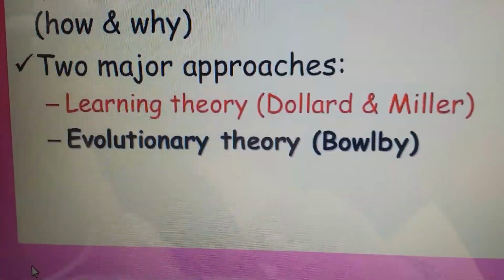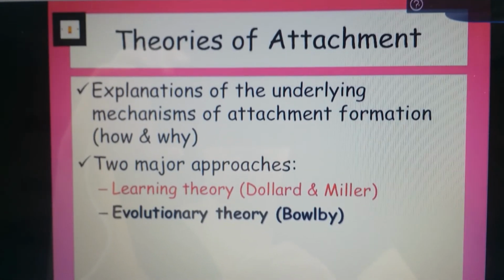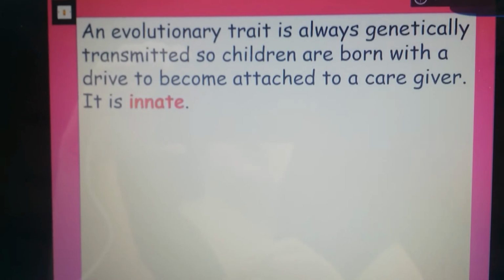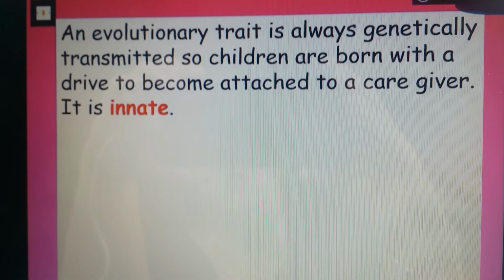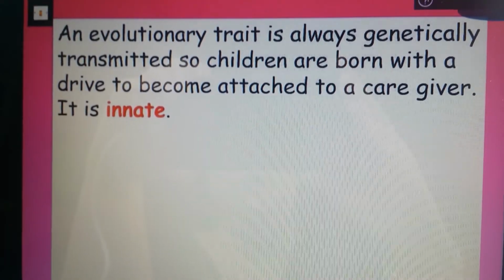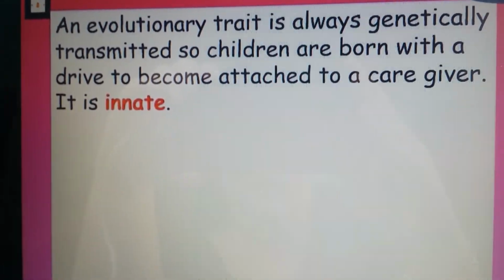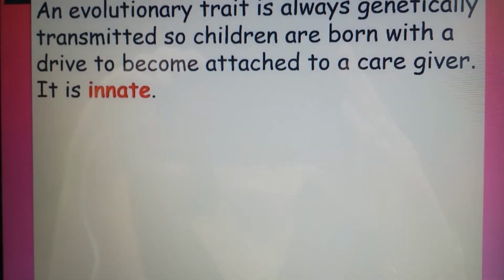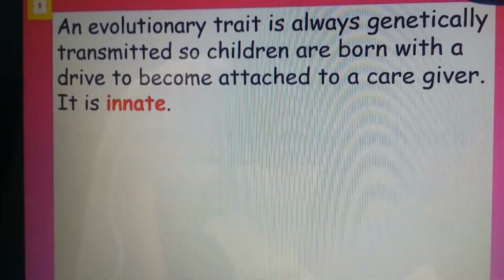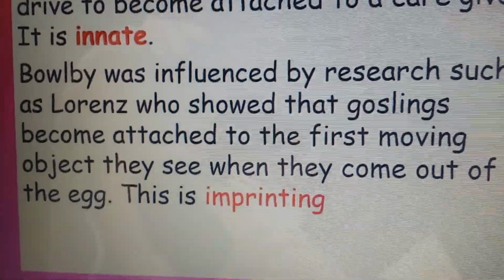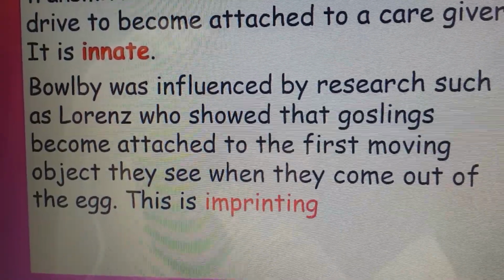The first theory is the learning theory by Dollard and Miller, and the second is the evolutionary theory. So, the evolutionary theory works on the idea that children are born with a drive to become attached. So, this is to all intent and purpose a biological theory. It has roots in biology. The idea that an attachment is innate, so it is something that we are born with, it is something that we need. Bowlby was influenced by the research of Lorenz looking at the goslings. This is called imprinting.